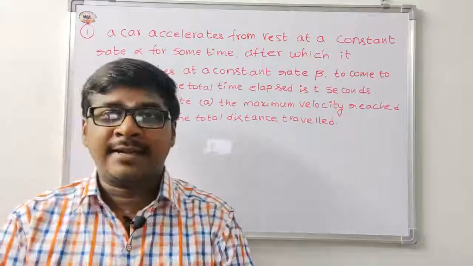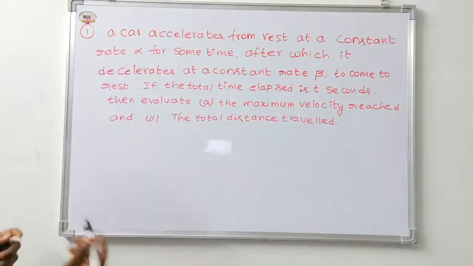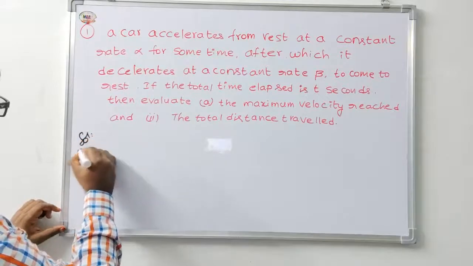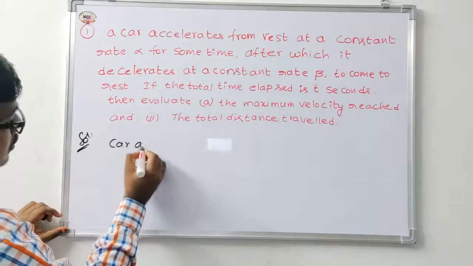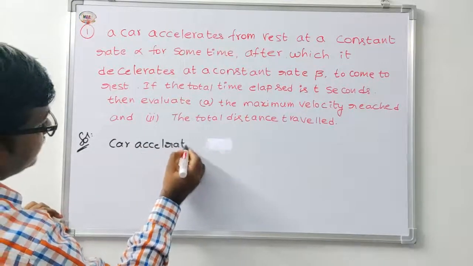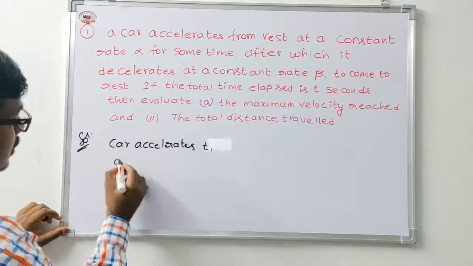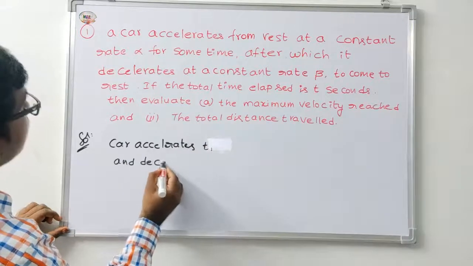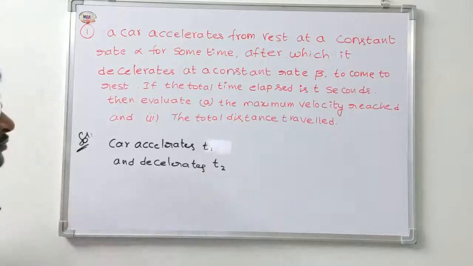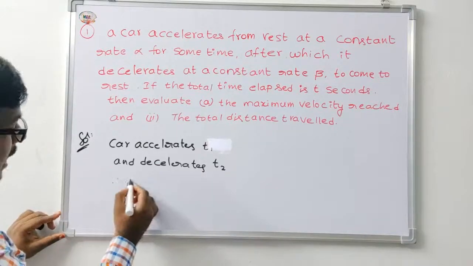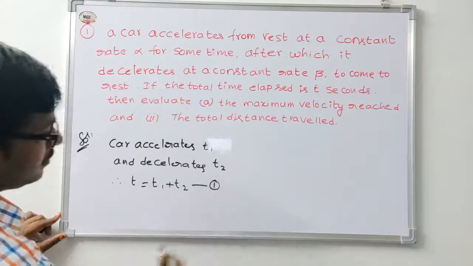In this accelerate-at-constant-rate problem, use the velocity-time graph. The car accelerates for time t1 and decelerates for time t2. Therefore, the total time taken t is equal to t1 plus t2. This is equation number 1.